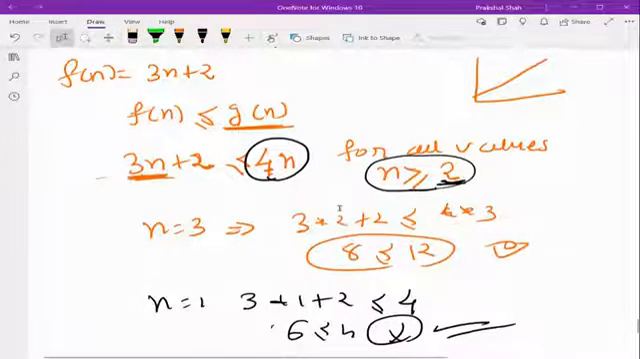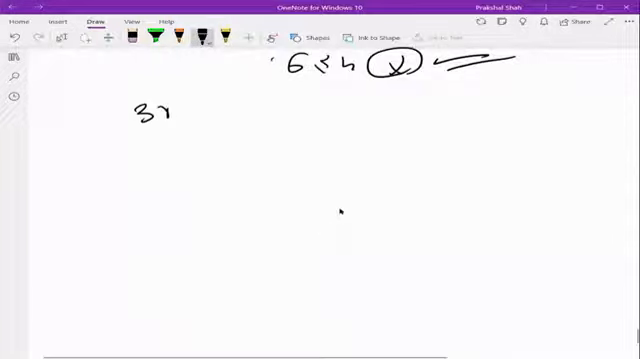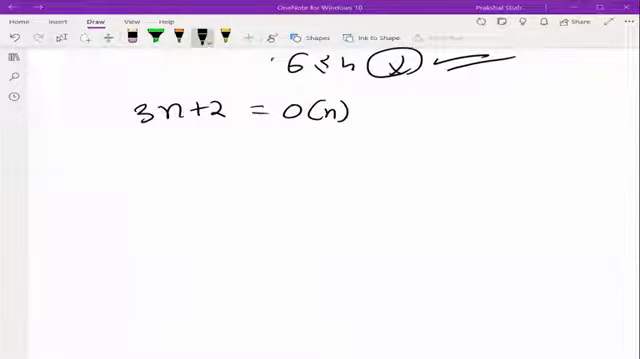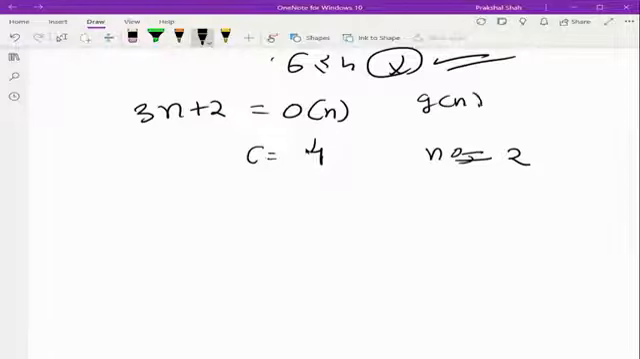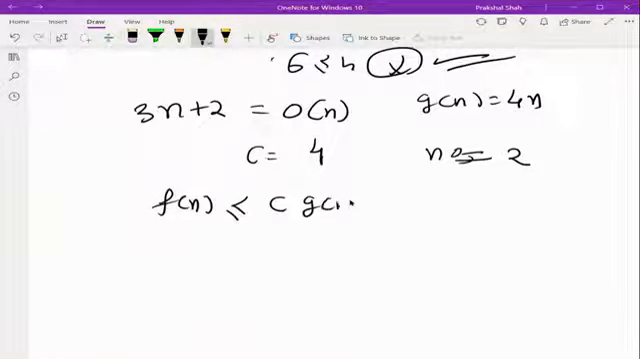So in this particular case, we had 3n plus 2, which is order of n. Here what will our c be, and what will our n naught be? n naught will be 2, we have found that. And c will be 4, because our g of n was 4n. Why was it like that? We already know that f of n is less than or equal to c into g of n.